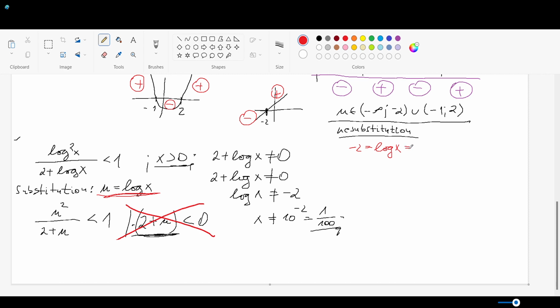Which means this is if and only if x is equal to 10 to the power of -2, which is equal to 1 over 100. The next point is -1 is equal to log x. This is if x is equal to 10 to the power of -1, which is 1 over 10. And the last one, 2, is equal to log x, which is then if x is equal to 10 squared, which is of course 100.